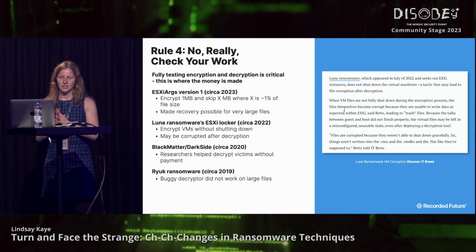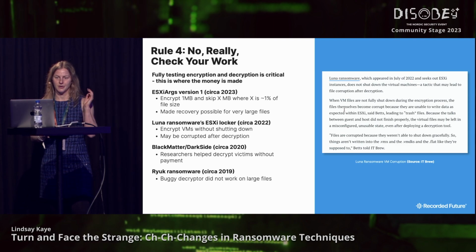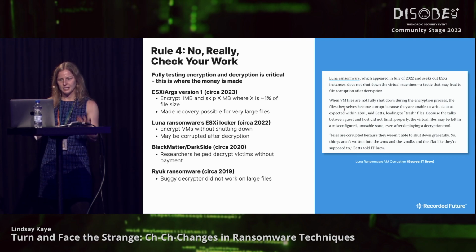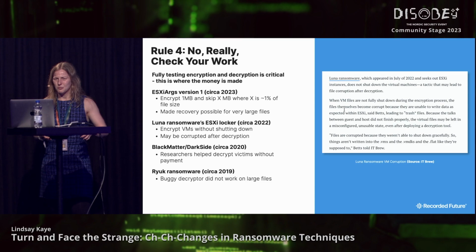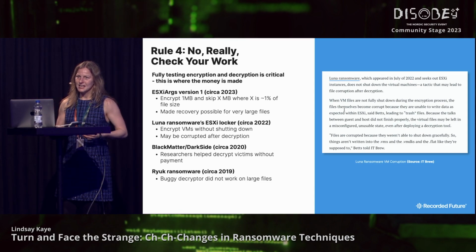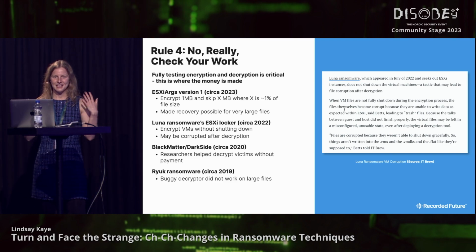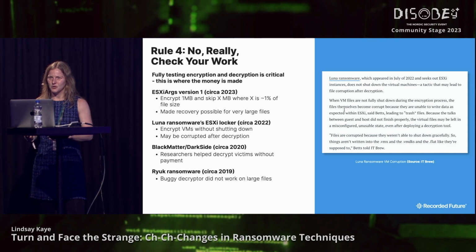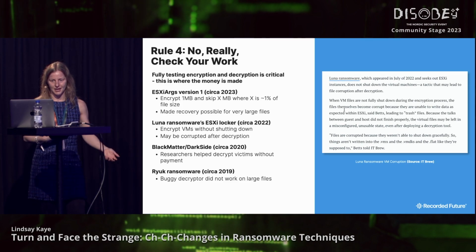So version 1 was interesting. The way that they tried to do their, for lack of a better word, intermittent encryption was they would encrypt 1 megabyte and skip X megabytes based on a calculation that X was approximately 1% of the file size. So fine if it's a small file, but if you're looking at a file that's 450 gigs, then you're skipping about 4.5 gigabytes at a time. So this made recovery possible for these very large files, which is not what you want if you're trying to extort somebody into paying.